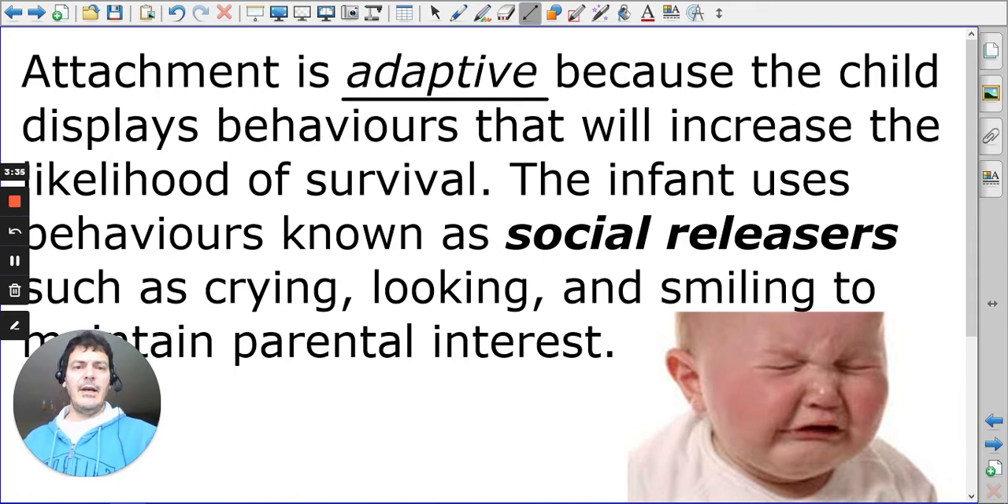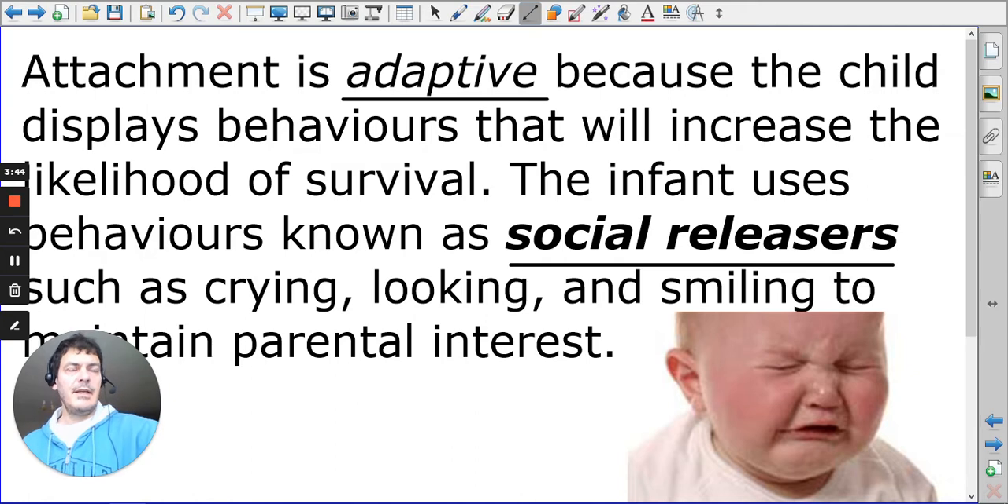And so he often refers to something called social releasers. Now, of course, if you go back to your caregiver-infant interaction part of the course, you know that this may well be part of it. And so we know that babies can cry. That's their form of communication. They can look around. They can smile. All of this is done as a social releaser in order to maintain parental interest, because as soon as the parent stops being interested, the baby's not going to survive.